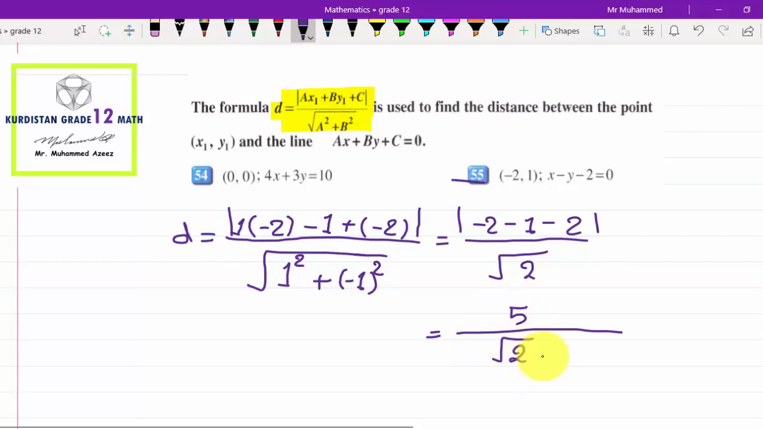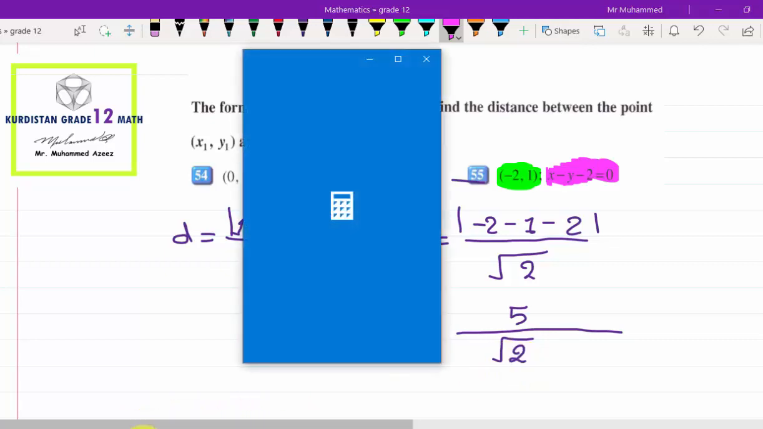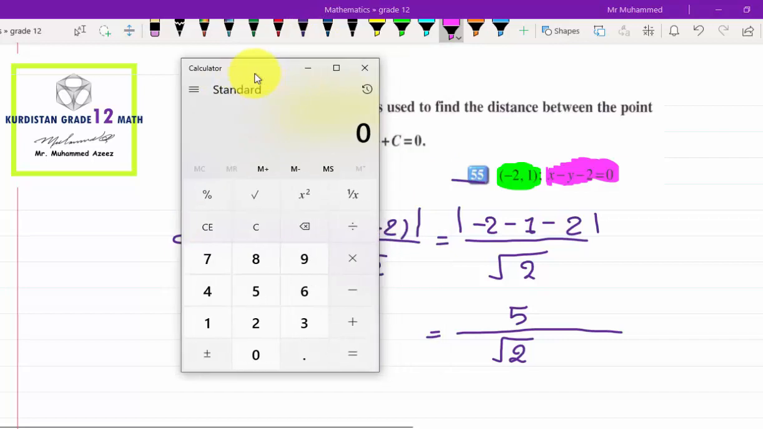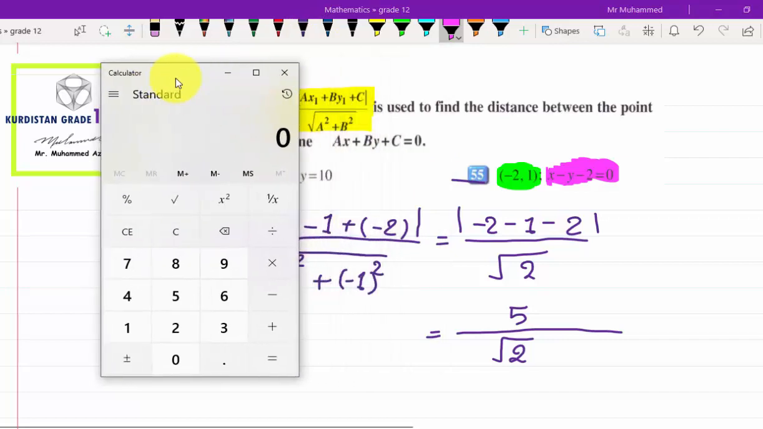So this is the distance between this point and this equation of line. The distance between this point and this line is 5 over the square root of 2. If you leave your answer like this it is okay. Otherwise, you can use a calculator to write the distance in decimals.